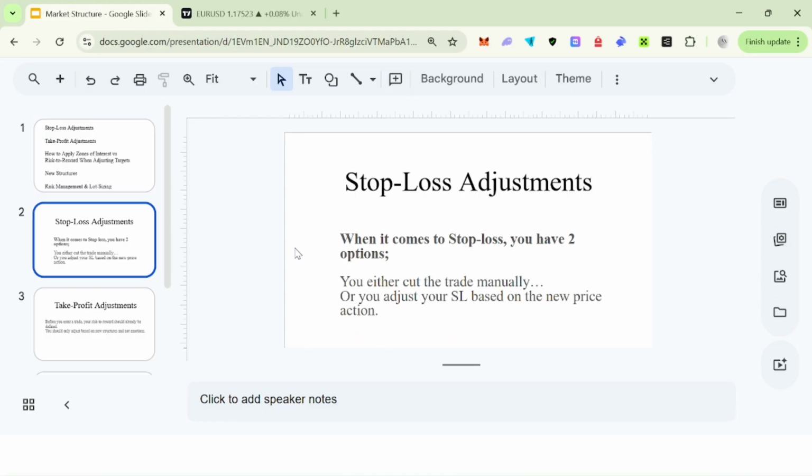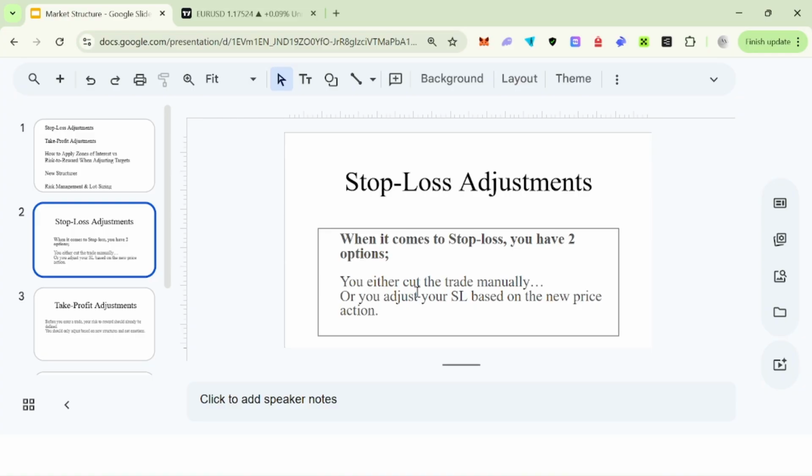Stop loss adjustments. Now, when it comes to stop loss, you have two options. You either cut the trade manually or you adjust your SL based on the new price. Now, what do I mean? Let's say you've entered a trade already, and at some point the market starts making moves that mean something relative to your trade. When that happens, you need to adjust.